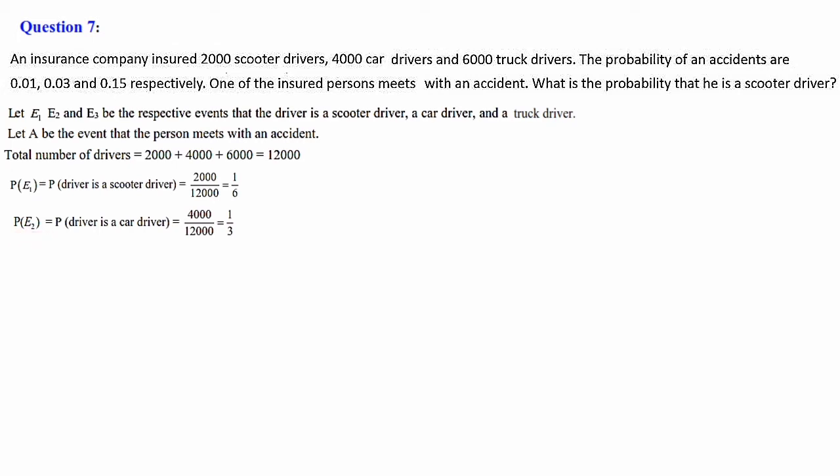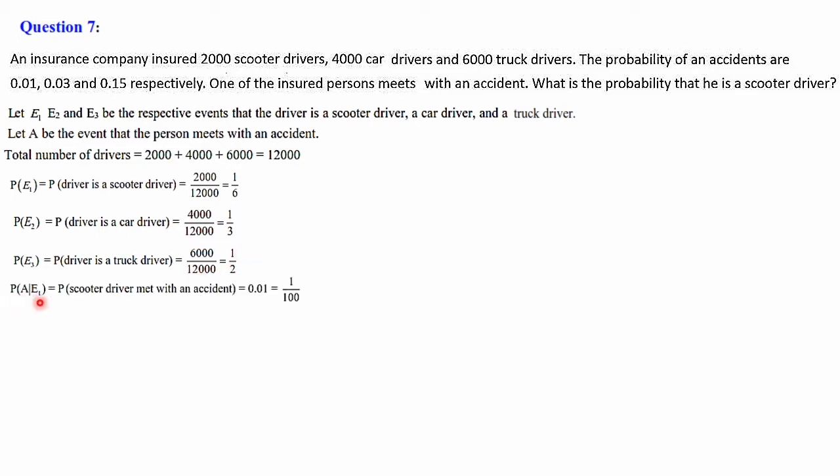Next is P of E2. P of E2 means he is a car driver. We have 4000 car drivers, so 4000 divided by 12,000. When we cancel with 4000, we get 1 by 3. Next is P of E3. E3 means he is a truck driver. We have 6000 truck drivers. 6000 by 12,000 is equal to 1 by 2.